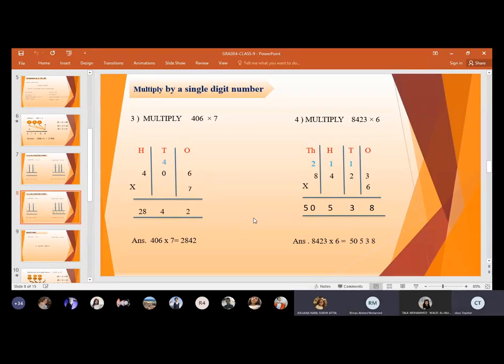Okay, now take your notebook. Write question number 3 and question number 4. Finish. Okay, no need to say. Wait for others, those who have not completed. Wait for other students.